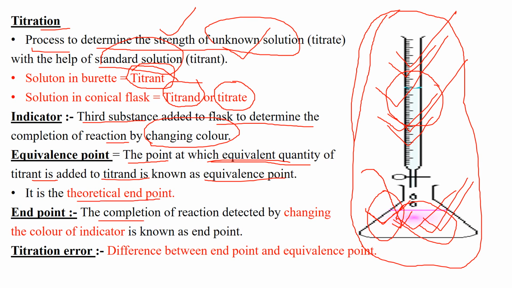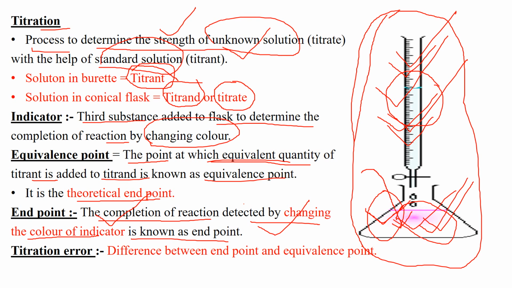The endpoint is the completion of the reaction, which is detected by the change in color of the indicator, right? At the time of endpoint, the color of the indicator changes. So we will also study the types of indicators. The indicator is a substance whose color changes after the completion of the reaction. So after the completion of the reaction, the endpoint is obtained.